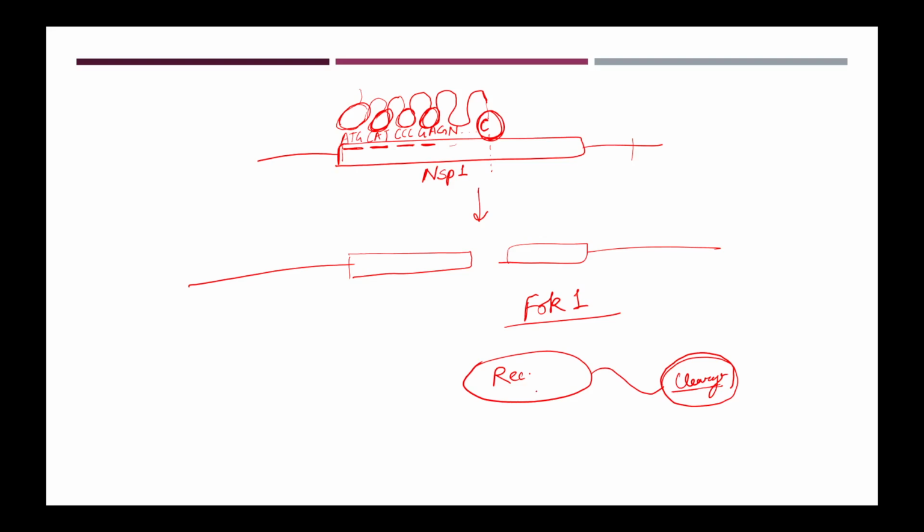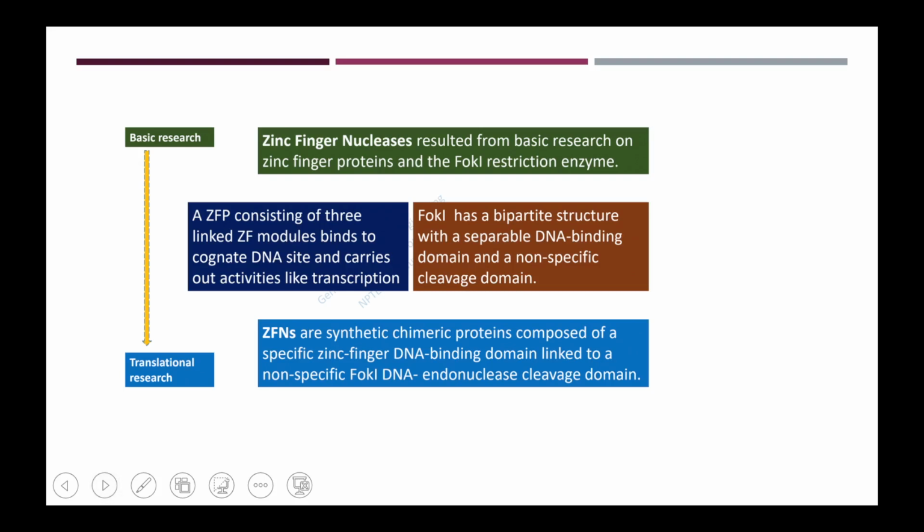Okay. So you can replace the recognition sequence with a long stretch of zinc finger-like protein harboring several repeated zinc finger structures, and that fusion protein will now work for making a specific cut at the genomic locus in your desired organism. Okay. So from basic research to translational research.